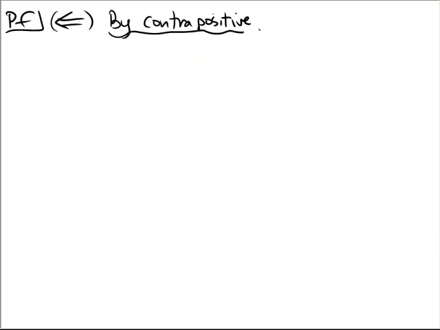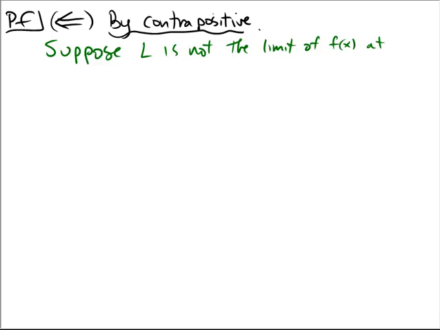Backward direction. So we'll do this by contrapositive. We'll start off with the assumption of not being a limit. So for this direction, suppose that L is not the limit of f of x at c. Okay, so remember that the definition of being a limit was a universal quantifier, existential quantifier, implication, right? For all epsilon greater than zero, there exists a delta greater than zero, such that my distance from c being less than delta would imply my distance from L would be less than epsilon.